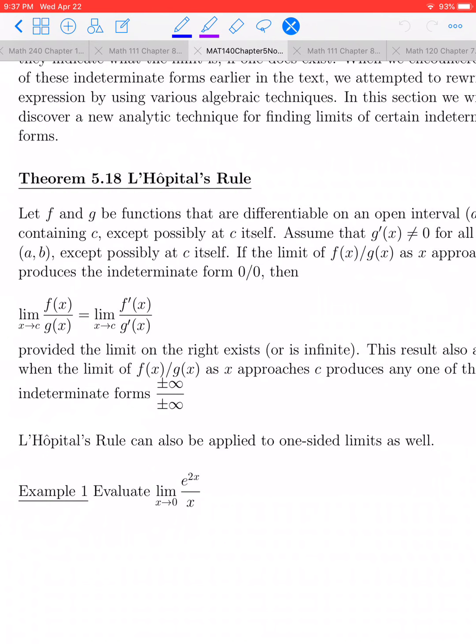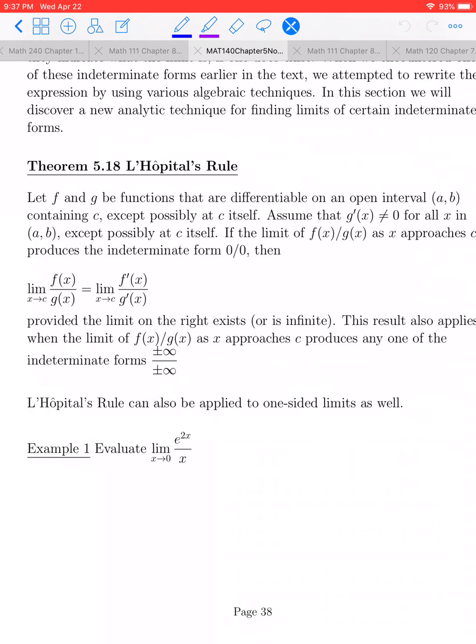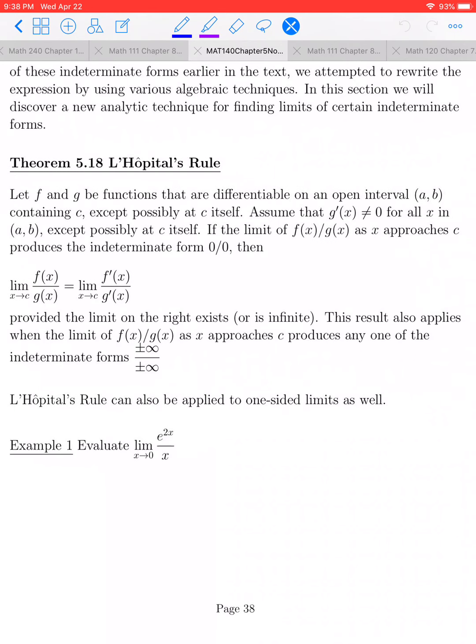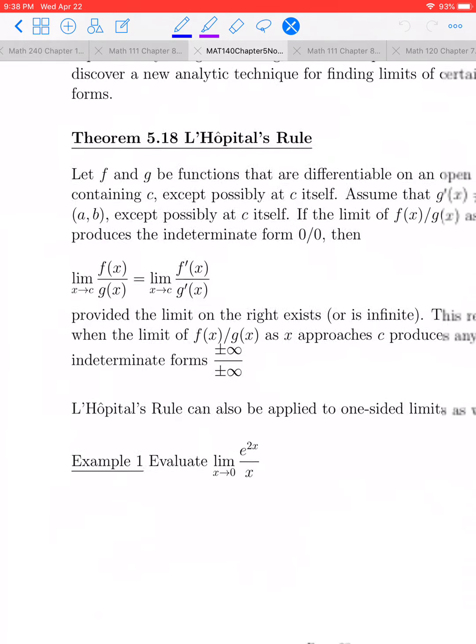Let f and g be functions that are differentiable on an open interval a to b, containing c, with the exception of possibly at c itself. Assume that the derivative of g is not equal to 0 for all x in the interval a to b, again with possibly the exception at c itself. If the limit of f divided by g as x approaches c produces the indeterminate form 0 divided by 0, then the limit as x approaches c of f divided by g is equal to the limit as x approaches c of the derivative of f divided by the derivative of g, provided the limit on the right hand side exists.